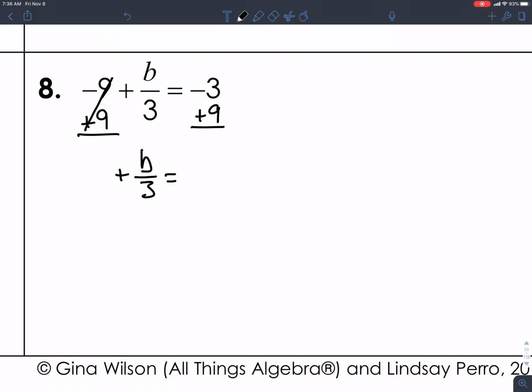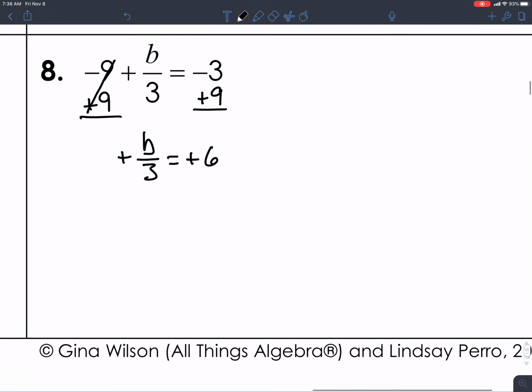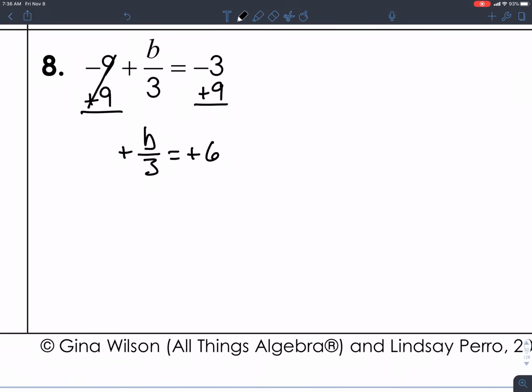-3 plus 9 is a positive 6. Now again, we look over here. Where's our variable? Our variable's on the left in the numerator. And let's read this out loud. It's B divided by 3 equals 6. Okay, B divided by 3 equals 6.